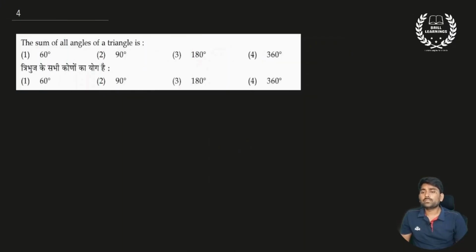Sum of all angles of a triangle. It's a basic question. It is always equal to 180 degrees. Let's move on to the next question.